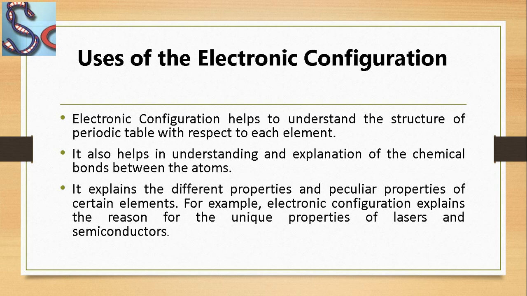Now, the use of electronic configuration. It helps to understand the structure of the periodic table with respect to each element. It also helps in understanding and explaining the chemical bond between atoms. It also explains the different and peculiar properties of certain elements. For example, electronic configuration explains the reason for the unique properties of lasers, semiconductors, metals, metalloids, and non-metals, and also the behavior of solids, liquids, and gases.